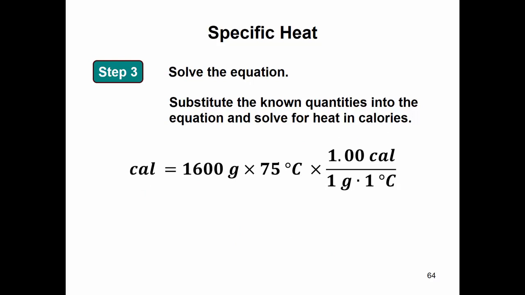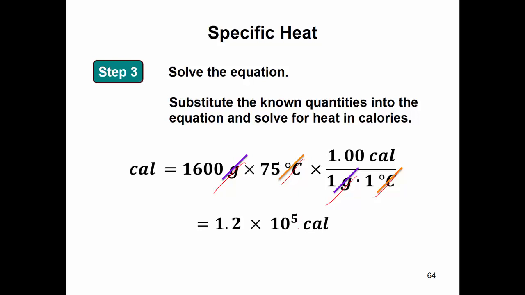So if you think back to your problem, we had 1,600 grams of water. The temperature change was 75 degrees C, and the specific heat was 1, with units of cal per gram degrees C. The answer comes out to be 1.2 times 10 to the 5th calories.